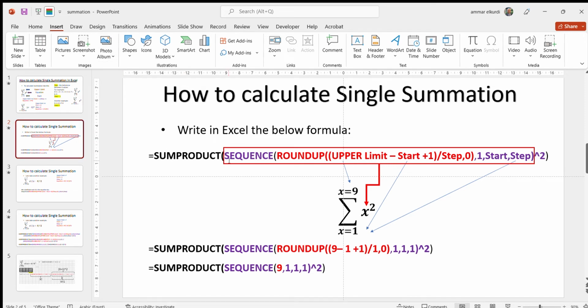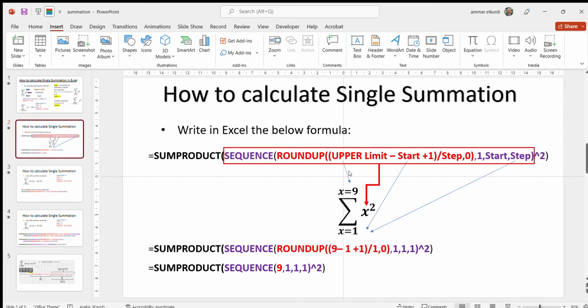After we got familiar with these basic definitions, let's see our secret and lovely formula. The formula is SUMPRODUCT and open two parentheses. Pay attention to this formula. SEQUENCE, ROUNDUP, upper limit minus start plus 1 between two parentheses over step, divided by step, comma, 0, because we don't need any digit after the comma, comma 1, comma start, comma step, close the parentheses for the sequence. And this is power 2.